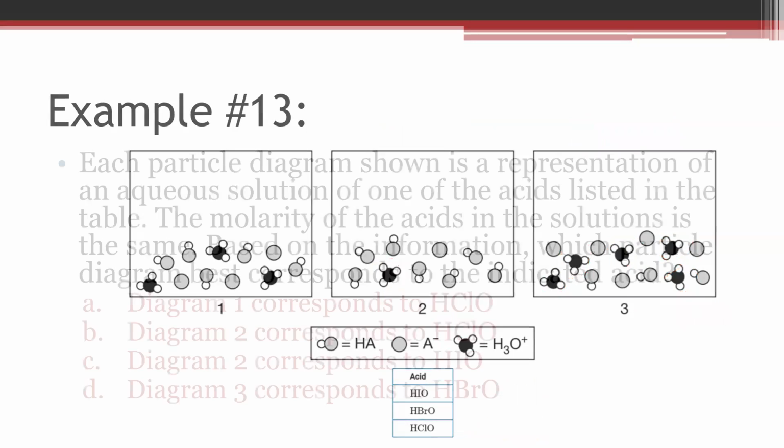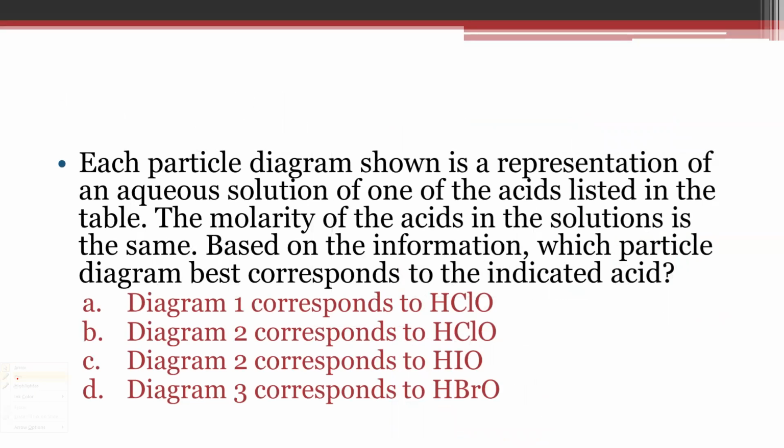Now let's look at our options and see which pairs up correctly. We said diagram 1 was the Br-containing acid, and so that makes A not correct. Diagram 2 contains the Cl acid. That is not correct. Diagram 2 contains the HI. Yes, that is correct. And diagram 3 corresponds to the Br-containing, and that is a no. So it has to do with C. Again, it has to do with the electronegativity of the halogen atom involved with the acid, and acids get weaker as the electronegativity decreases down the column.